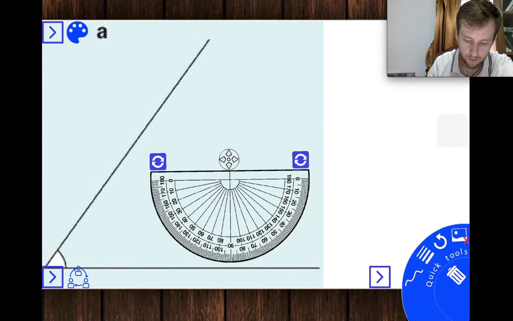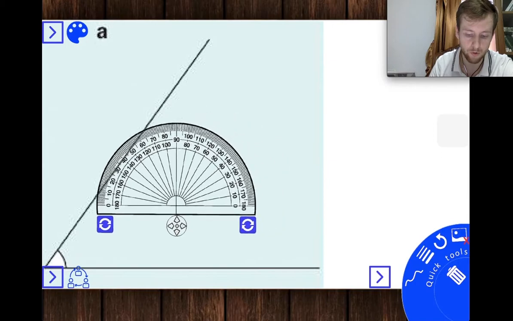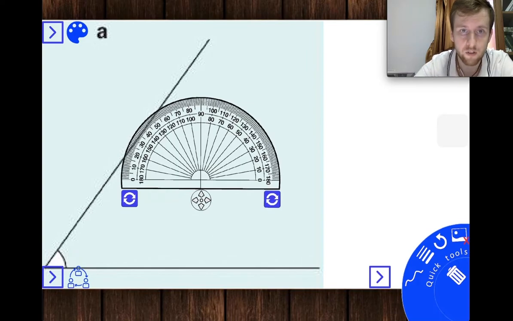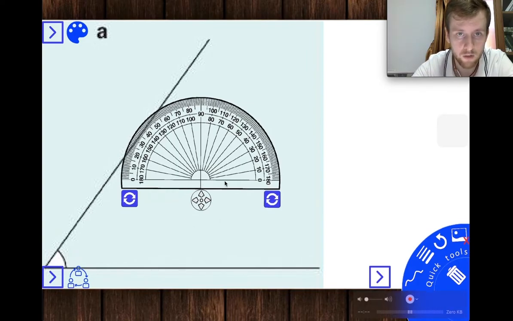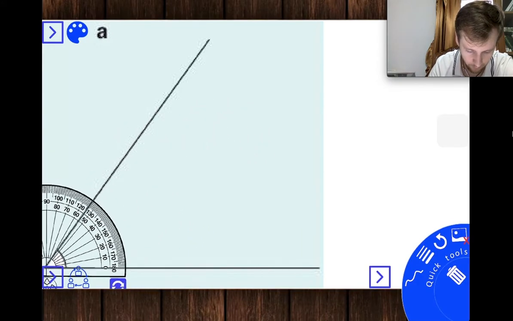But the way to do this, I'll try to do it here. The way to do this is you go to the beginning of the angle, like this, and again you use this intersection of these two lines, right? And you try to align it with the center of your angle, like this. So you align this point right here, and this point right here. Let's do this. So we try to align them like this.